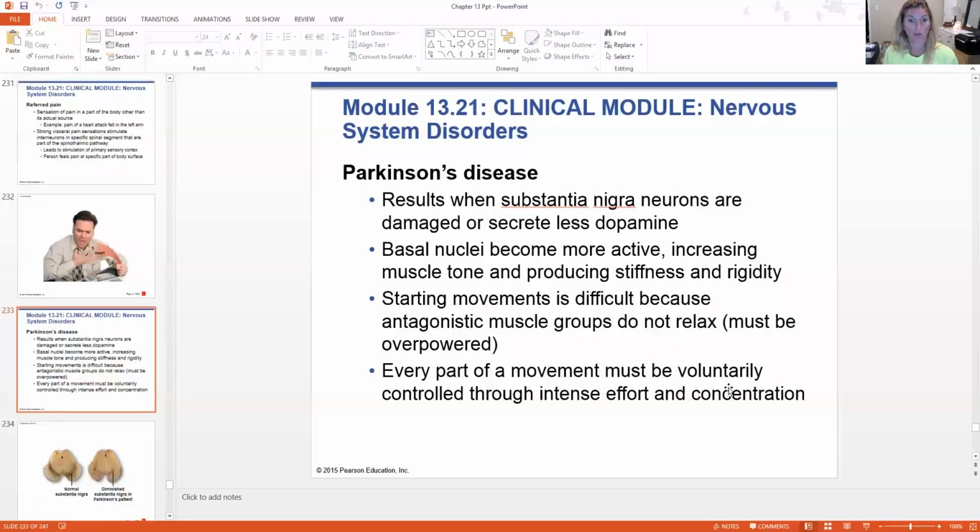You have to be overpowered. So every part of the movement has to be voluntary, controlled effort, and concentration.